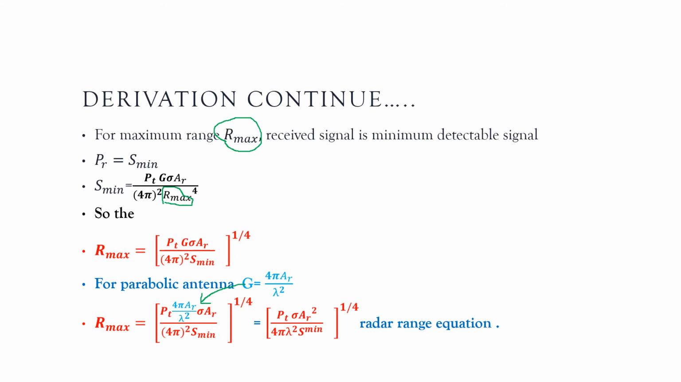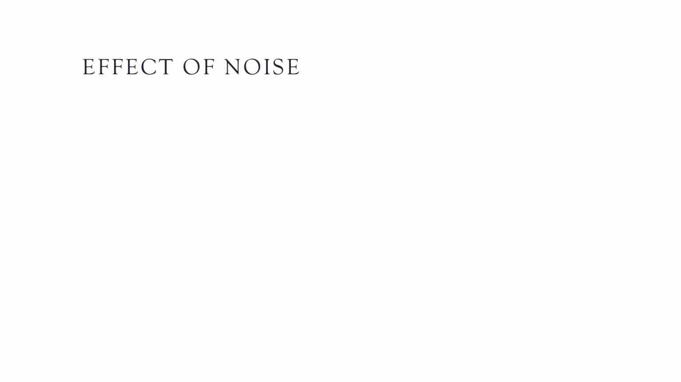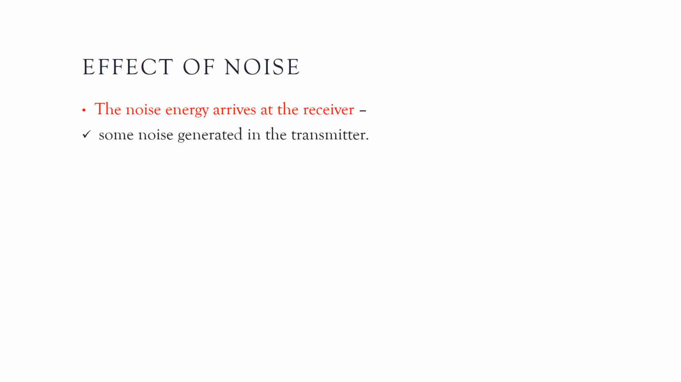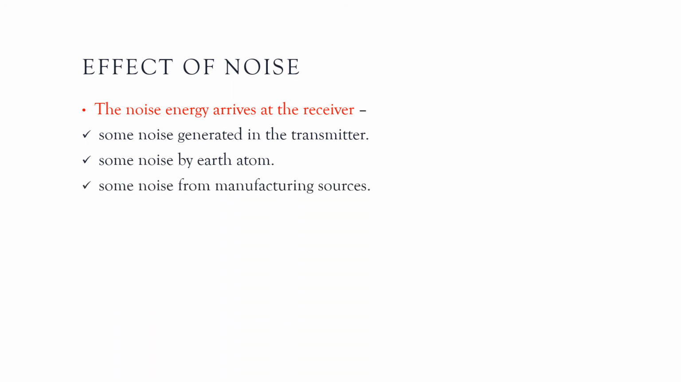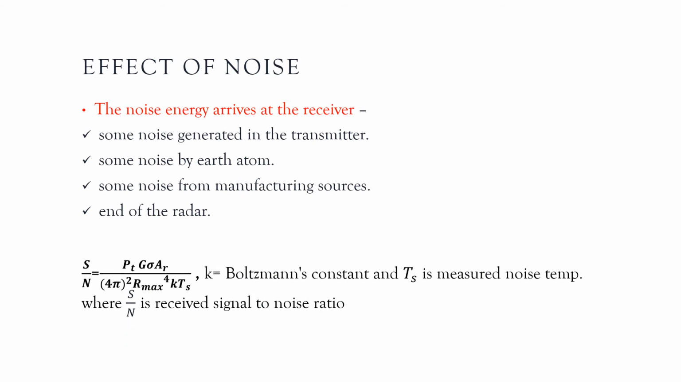So if we want to know the formula of the radar range equation, then this equation is the radar range equation for maximum range. Now, the effect of noise also comes with the signals. The noise energy arrives at the receiver end. Some noise is generated in the transmitter, some by earth atmosphere, some from manufacturing sources, and most of the noise is present at the end of the radar.